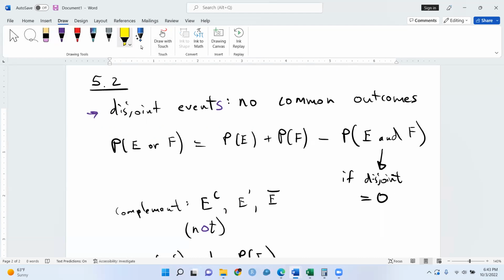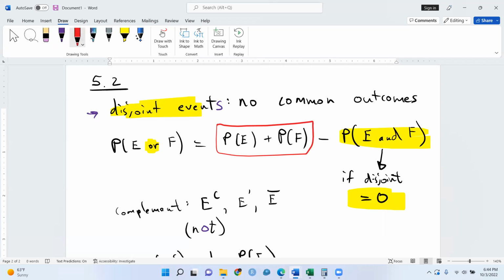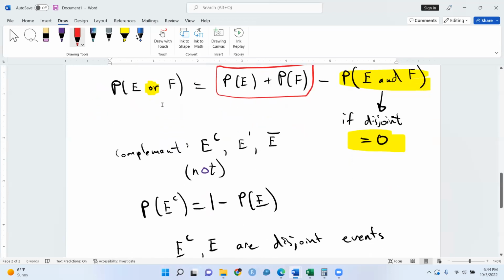So then we ask you to calculate an OR probability. What's the probability E happens or F happens? Well, if the events are disjoint, then the overlap is equal to 0. So we don't need that part. And the only thing we're calculating is the sum of the probabilities of the two events because they're disjoint. If they're not disjoint, we have to subtract the probability of overlap, the number of outcomes that are in both.